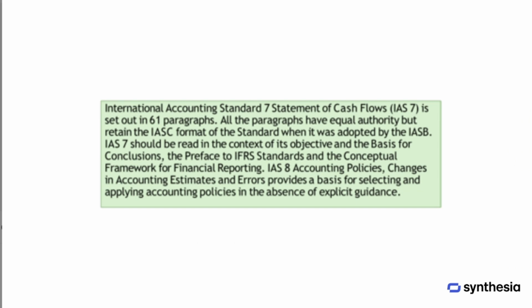International Accounting Standard 7, also known as the Statement of Cash Flows, IAS 7, consists of 61 paragraphs. All these paragraphs hold equal authority, though they maintain the original format of the standard when it was adopted by the IASB. IAS 7 should be interpreted in the context of its objectives and the basis for conclusions, as well as the preface to IFRS standards and the conceptual framework for financial reporting.